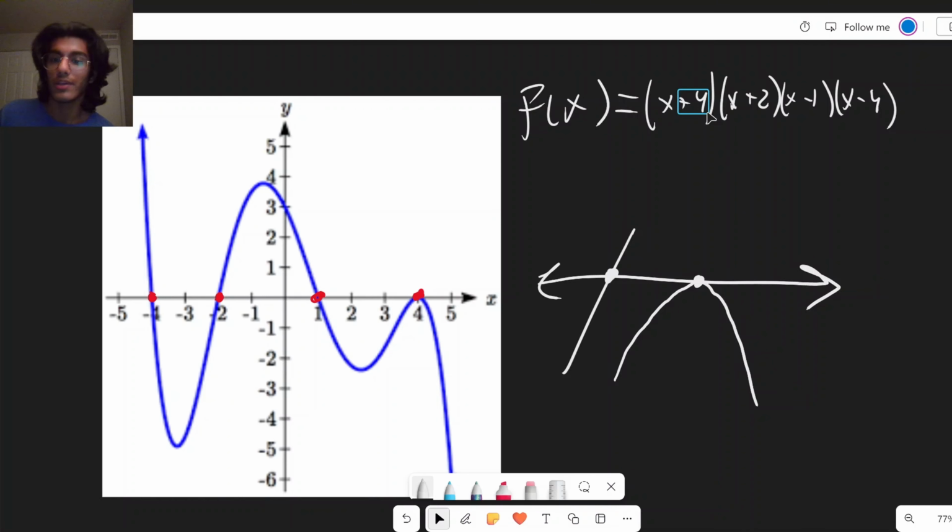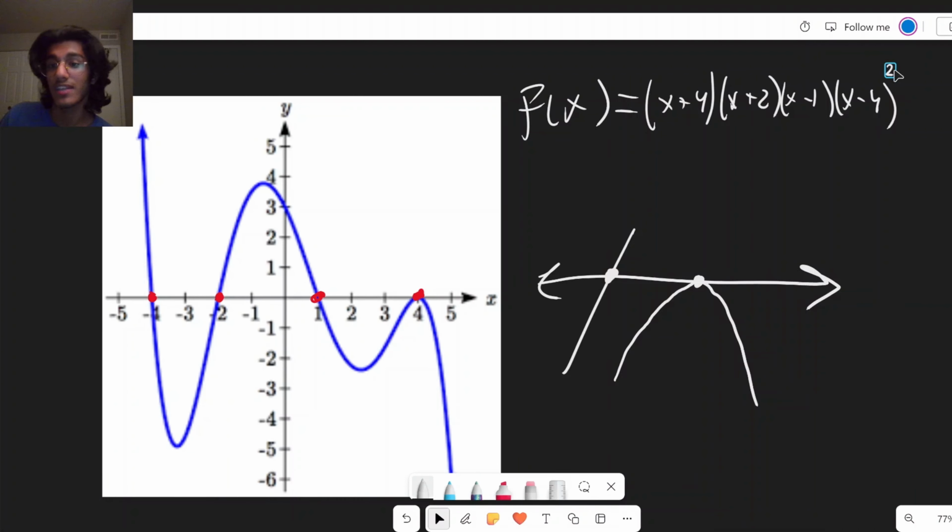So we evaluate it at each one. At x equals -4, is it passing through or is it just kissing it and bouncing off? It's passing through, so it'll be an odd number. Here at -2, same thing, it passes right through it. At 1, it also passes through it. But at 4, it touches and goes back down. So at x equals 4, we denote this with a 2.